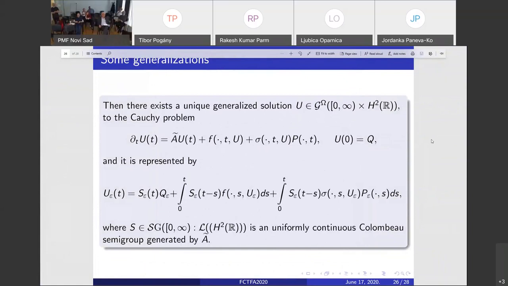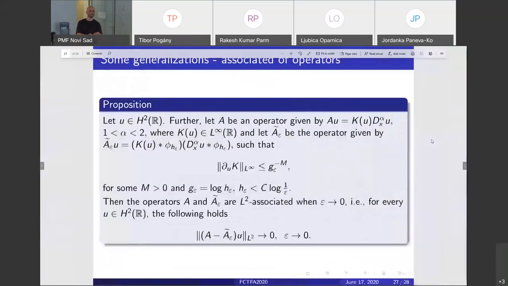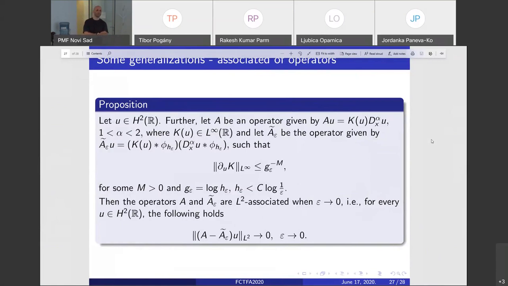again, the result about existence of solution, also the result about association of operators, original and approximate, and it remains to prove that these solutions are associated, the original and the corresponding approximate. And that will be all.